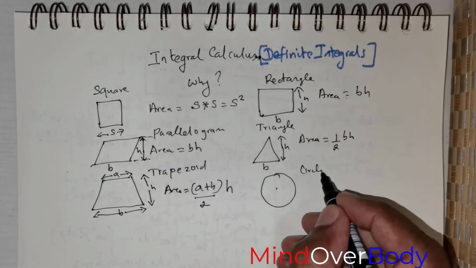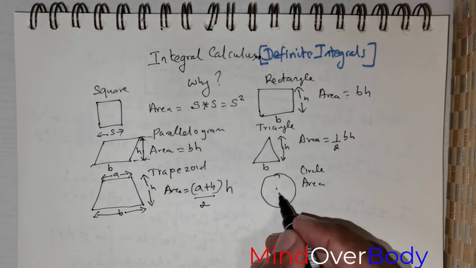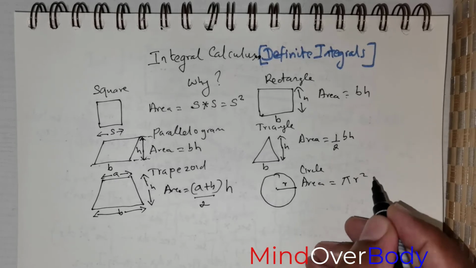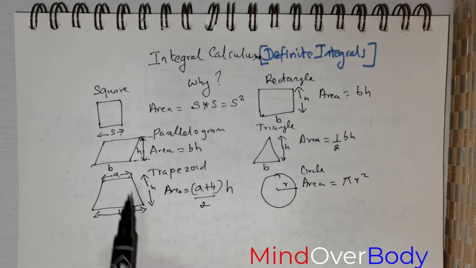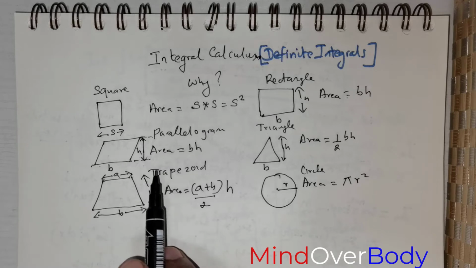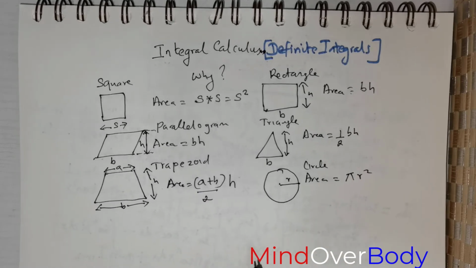Now let us take the circle, one last area. Now this is a circle. If you want to find the area of the circle, we would need what is called the radius, and the area is going to be pi r squared. So all of these shapes are symmetric. In other words, these are all defined shapes, right? So that is the reason we are able to take the sides and then obtain a formula for that.